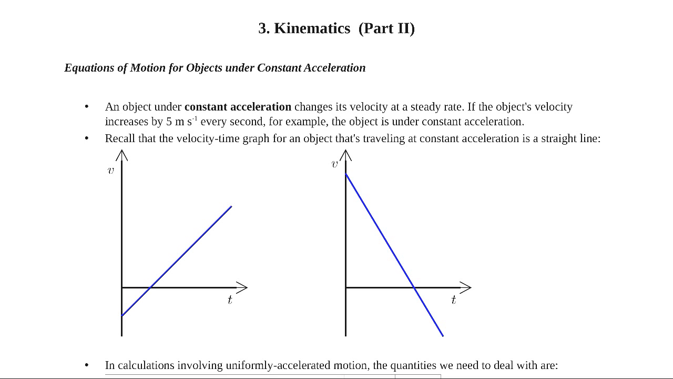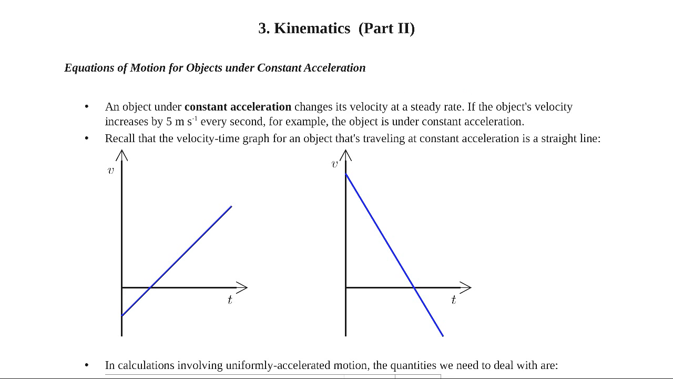Alright, so in this lesson we are going to look at equations of motion for objects that are under constant acceleration. We are going to come up with a set of equations that we can use in situations where objects move under constant acceleration. And what we mean by constant acceleration is that the velocity of that object changes at a steady rate.